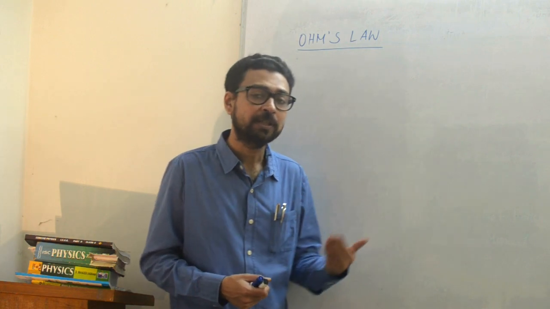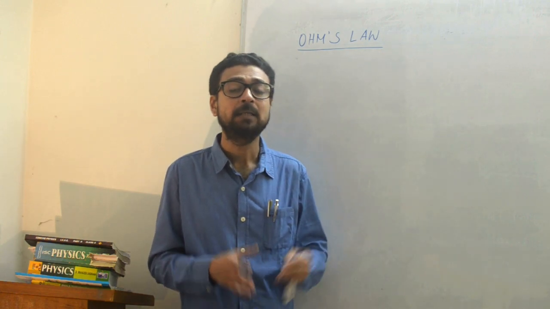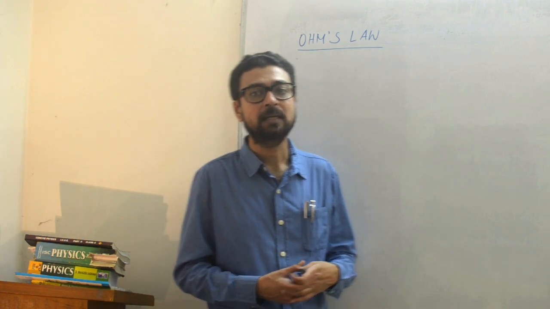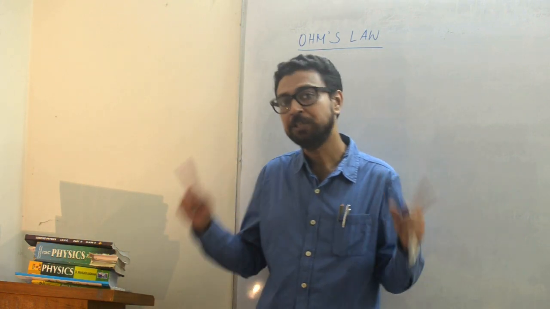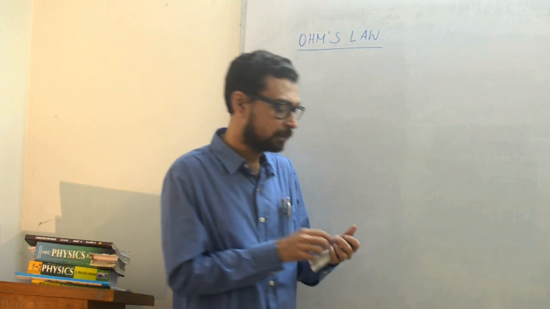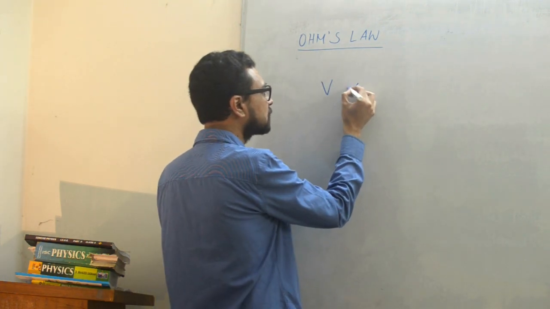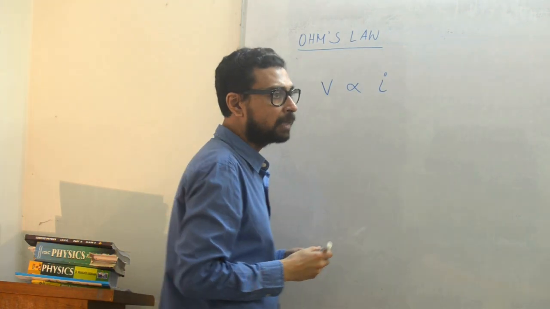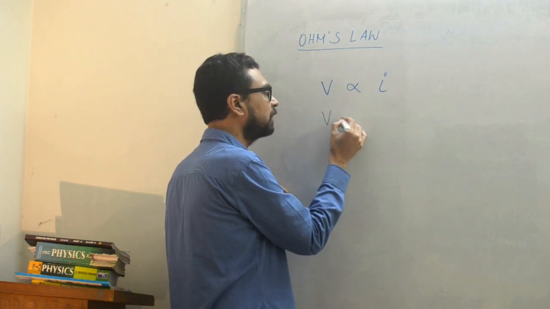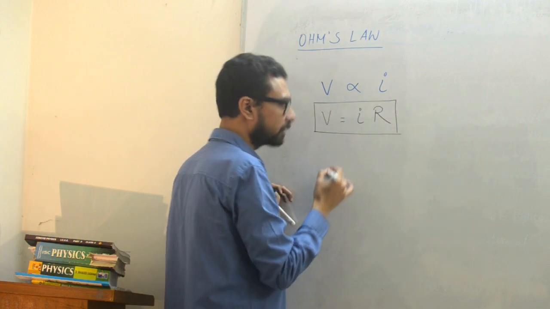The current in a circuit is directly proportional to the potential applied between two ends of a conductor. So what Ohm suggested is that the potential between the two ends of a conductor is directly proportional to I, and from here we got the concept of resistance. We can say that V is equal to I into capital R, and this capital R is the resistance.